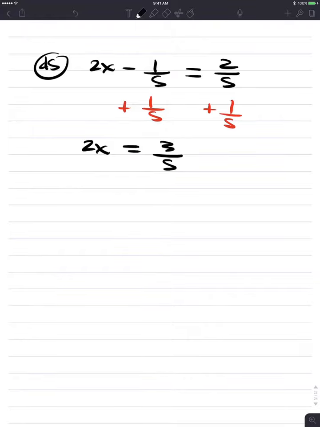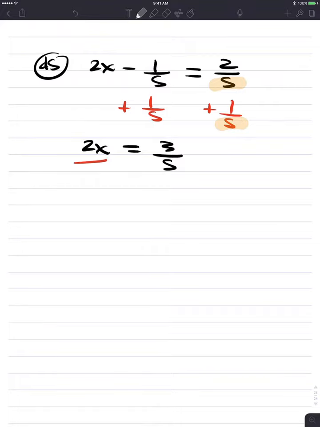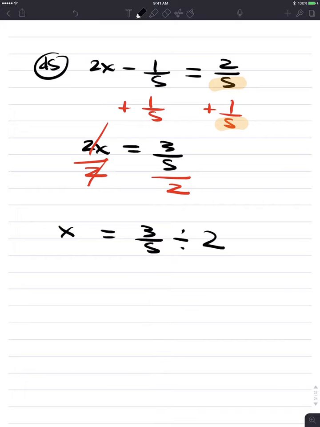These fractions are like. They have the same denominator. We just simply add the numerators and keep the denominator. We now have to undo the multiplication by 2 with this x so that we cancel. We end up with x equals 3/5 divided by 2, or x is 3/5 times the reciprocal of 2, which is 1/2.